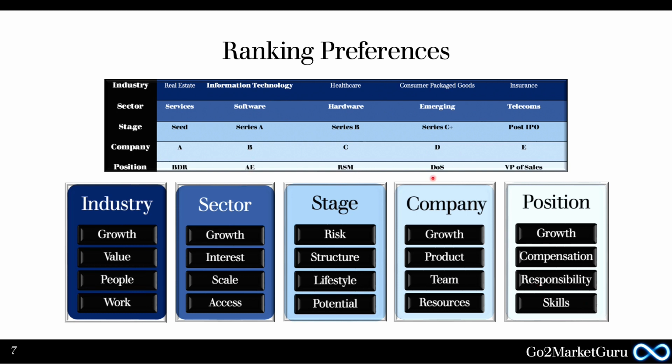The point I want to communicate here is structure. Industry, sector, stage, company, position. These are things to look out for. I want you to think about them when you're applying to companies so that you have a really great approach. And build an Excel that you can use to map everything out and leverage it.